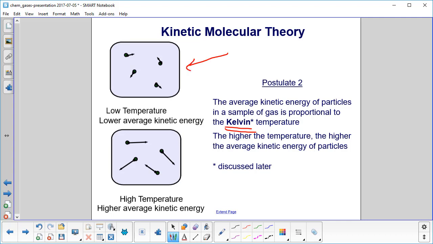So right here, this represents a low temperature gas. The vectors here show that the particles are not moving very fast, so they have a lower average kinetic energy. This is a high temperature. You have a higher average kinetic energy. Now actually, not everybody's moving at the same speed. For example, I could have one guy just moving very slow and another particle moving very fast, but on average, this will have a higher kinetic energy.